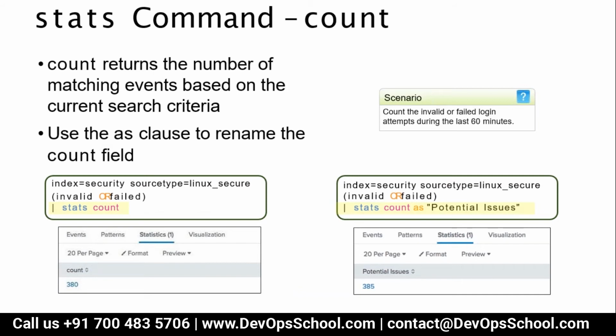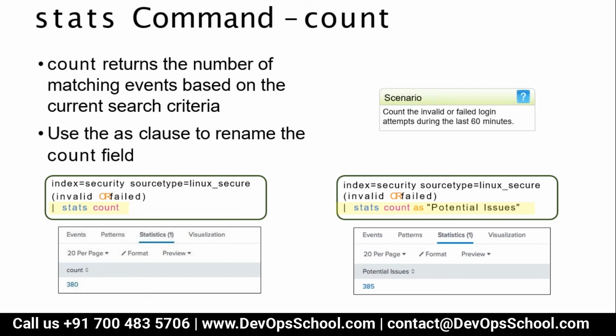Okay, so here you are trying to use the count with the stats command combination. So count returns the number of matching events based on the current search criteria. So what is the scenario? Scenario is count the invalid or failed login attempts during the last 60 minutes. Okay, so count that number of total invalid login attempts during the last 60 minutes. Just count. This command will work on the Linux sample code only, the one which you have downloaded yesterday.